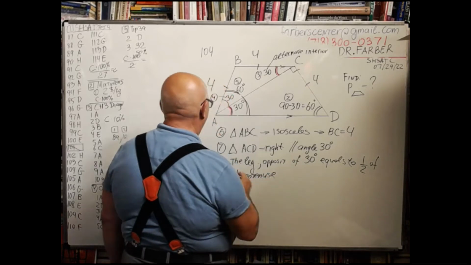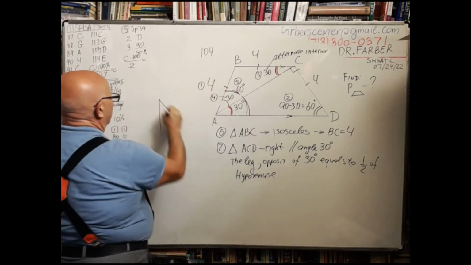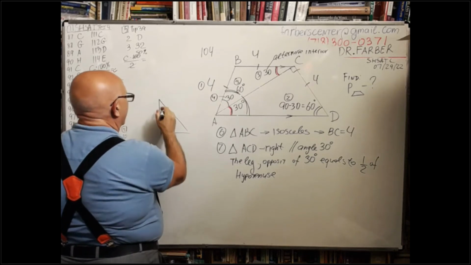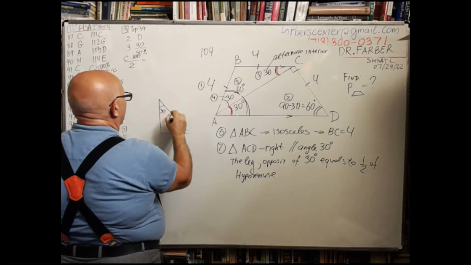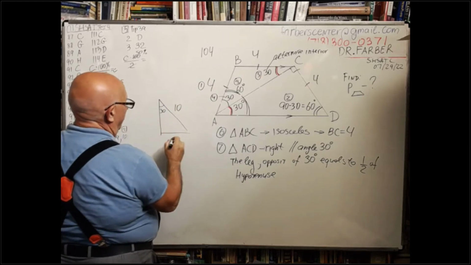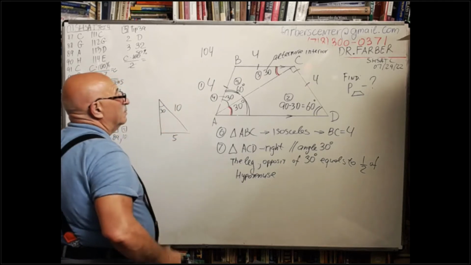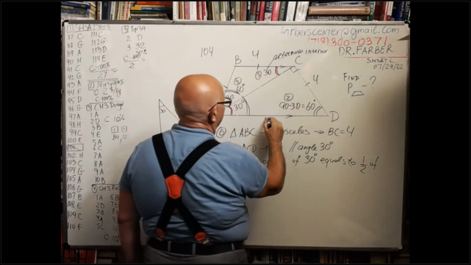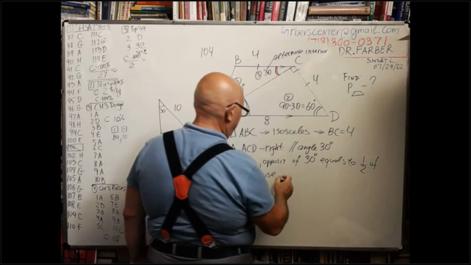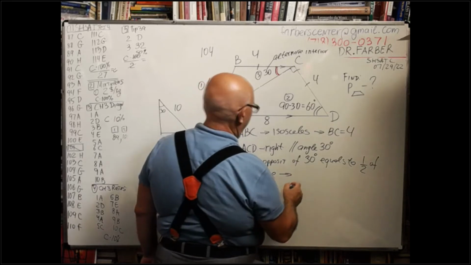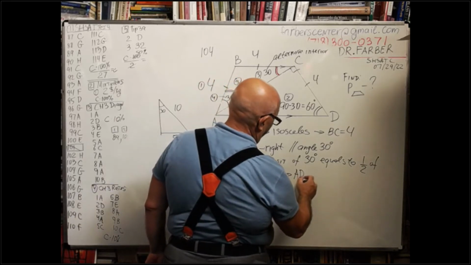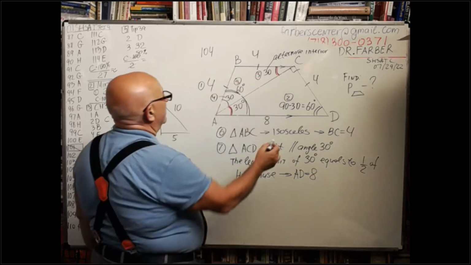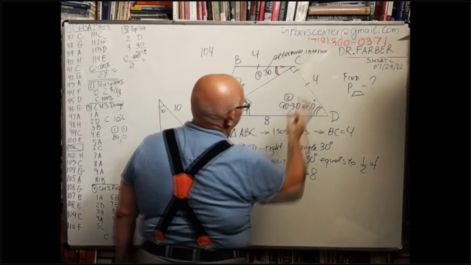You remember, if we have a right triangle, and let's say this is 30, and this is 10, this leg would be half, 5. If this is 4, the hypotenuse is 2 times bigger, this is 8, 2 times bigger. So from this, AD equals 8. Now I have everything. This 8, this is 4, this is 4, this is 4.